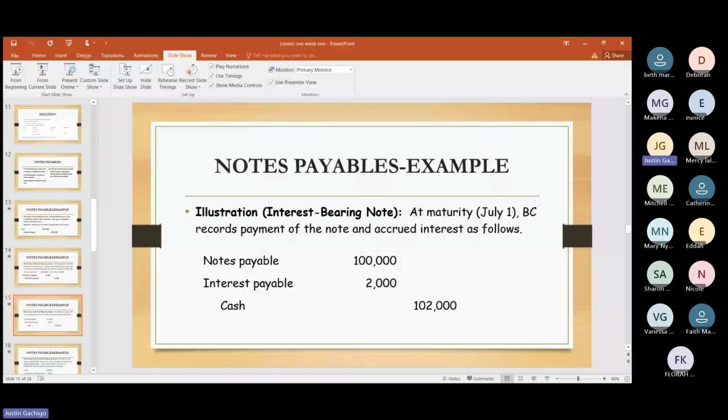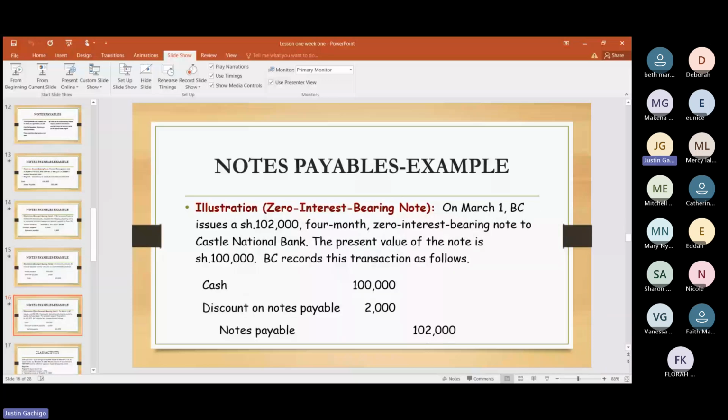So we have zero interest bearing. On March 1, BC issues a 102, 4-month zero interest bearing note to Castle National Bank.